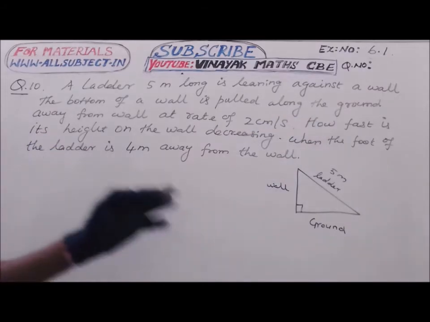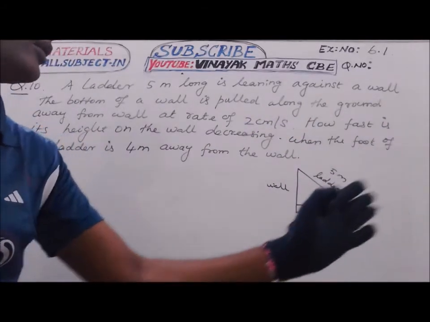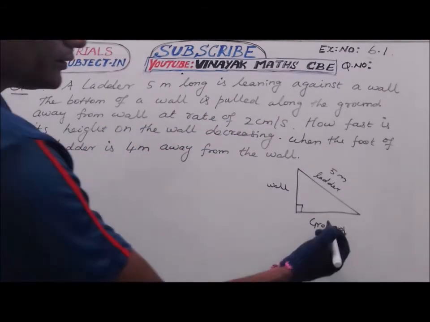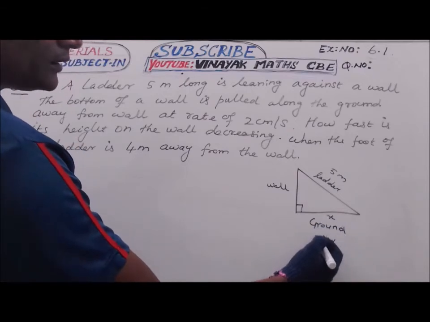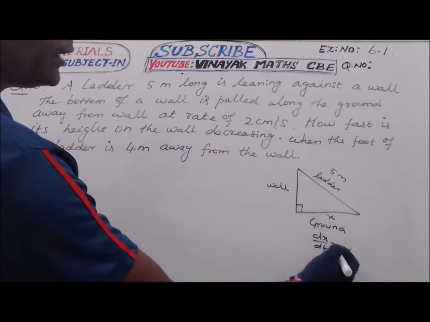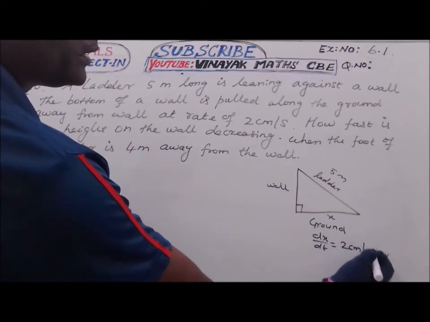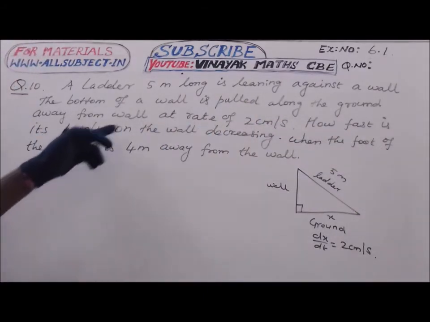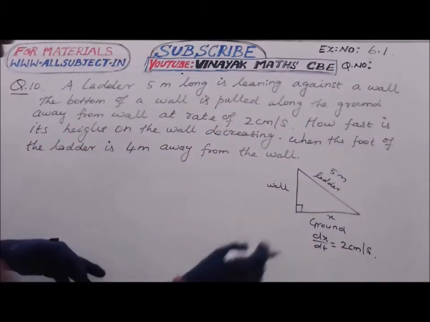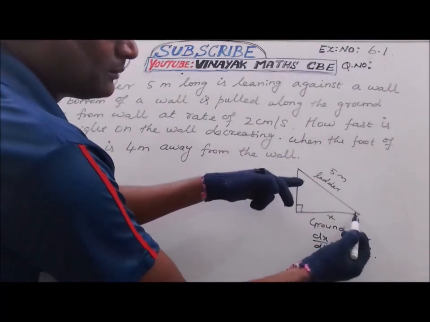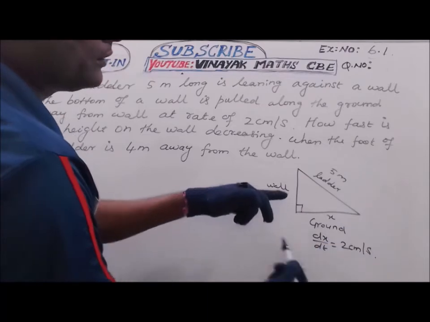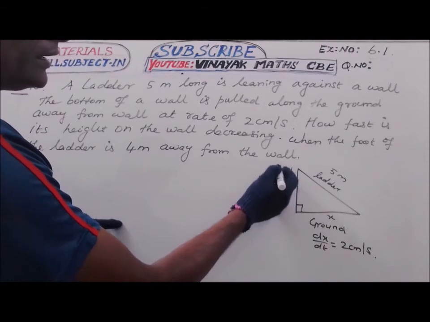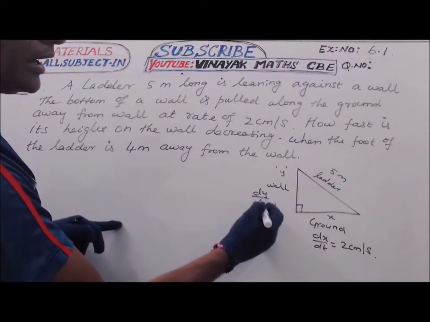The ladder is pulled along the ground away from the wall at a rate of 2 centimeter per second. Suppose we are taking the distance as x, then dx by dt is given, equal to 2 centimeter per second. And how fast is its height on the wall decreasing? When the bottom is pulled out from the wall, the height decreases. So taking the height as y, we need to find dy by dt.